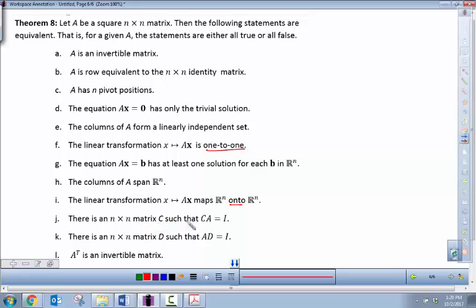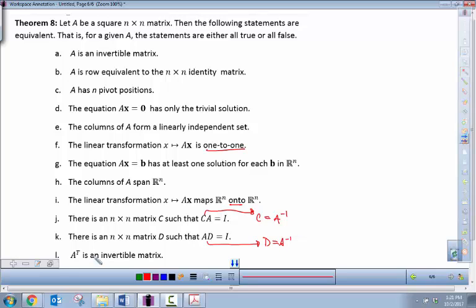So there's a matrix C such that CA is equal to the identity. And all this is saying is that you can just solve for A by multiplying by the identity. So C is equal to A inverse. And the idea is that since multiplication is not commutative, we have to account for this from the left and from the right side. So in this case, D is also your inverse matrix.